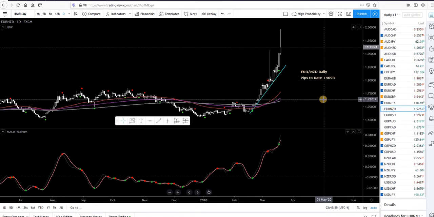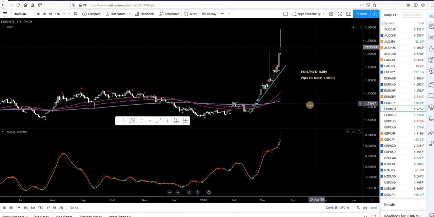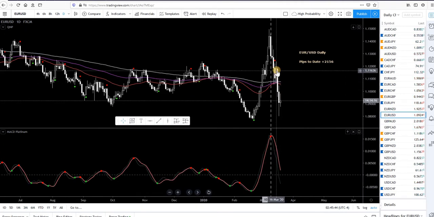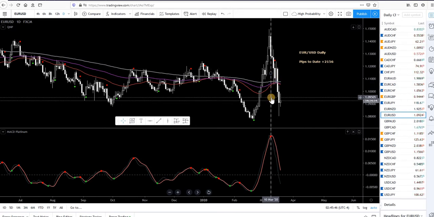Euro New Zealand, not much happening here. Got plenty of pips banked. It's been a good mover for me. Euro USD, I didn't take that sell. I probably should move that across a bit.